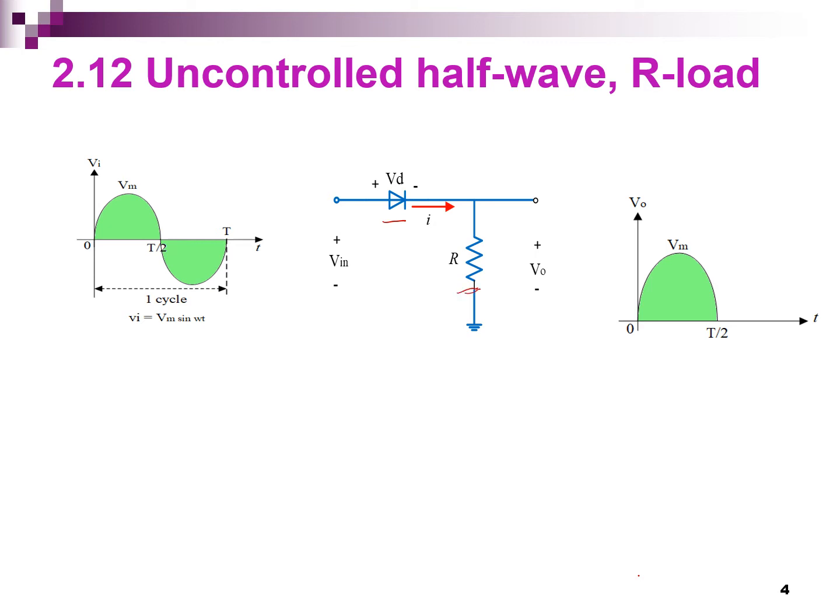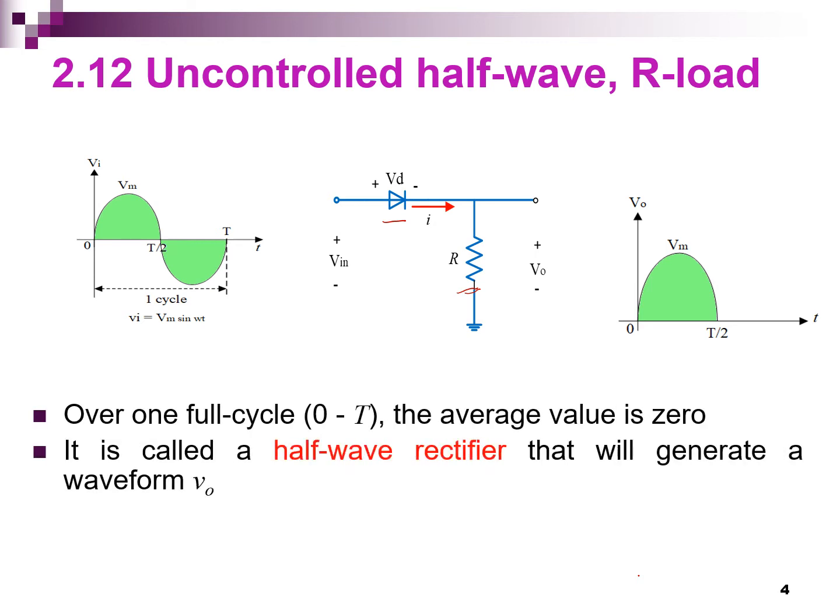So over one full cycle, that means from 0 to T here, the average value, or the algebraic sum of the areas above and areas below the axis, is 0. It is called a half wave rectifier that will generate a waveform V out here.